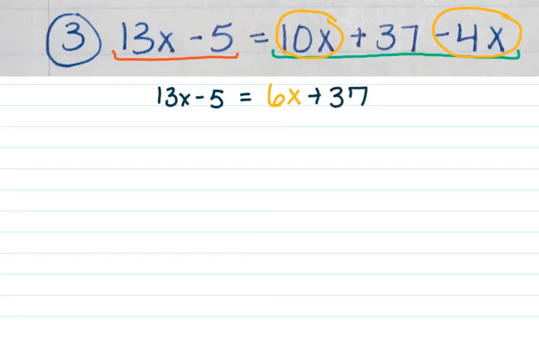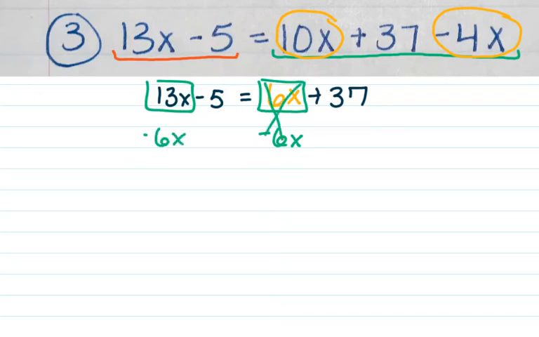Okay, our next step is to put the variables on the same side. So my variables are 13x and 6x, and I need to move them on the same side. I want to move the one that is smaller. So in this case, 6x is smaller. So I'm going to subtract 6x, because I need to use inverse operations anytime I cross the equal sign.